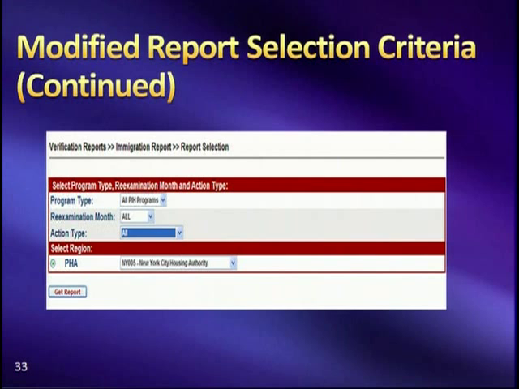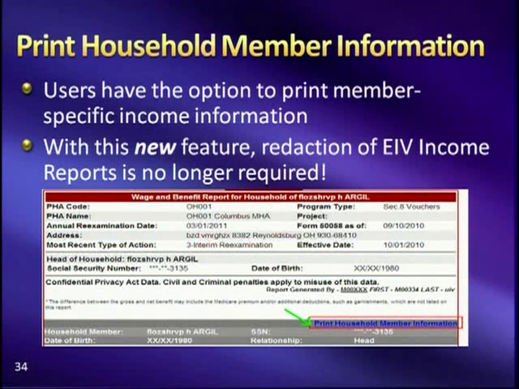So now you have the ability to filter it a little bit more to make life easier for you. The next one is the print household member information. I just love this. You'll notice on your income reports for each family member that's listed, to the right of each household member, there will be a link that says print household member information. When you click on that link, a new window will open up with just that particular household member's income information, and so you will just print that report.